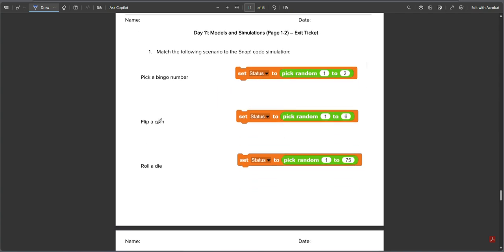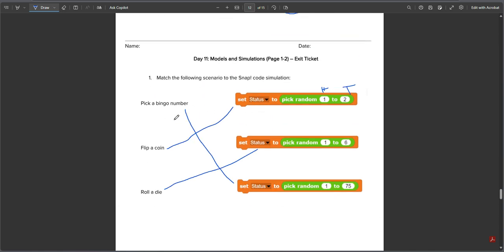So we did this for the flip a coin, and if you go look at your code for flip a coin, we used the one and two, right? So one is heads and two is tails, right? Picking a bingo number. So bingo numbers, they're a lot. So you would go for the largest one and then roll a die. A die has six sides: one, two, three, four, five, and six. So picking a random between one and six. I hope this makes sense. If not, just let me know in the comments and I can explain it further.